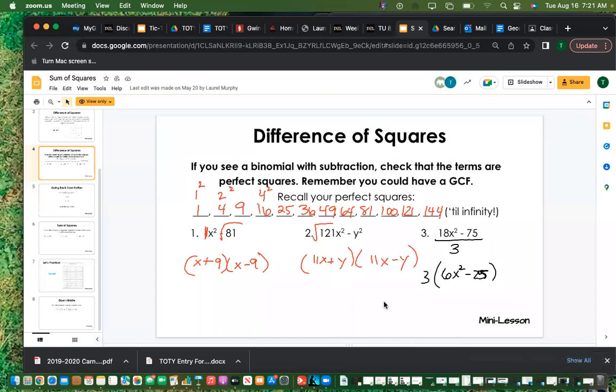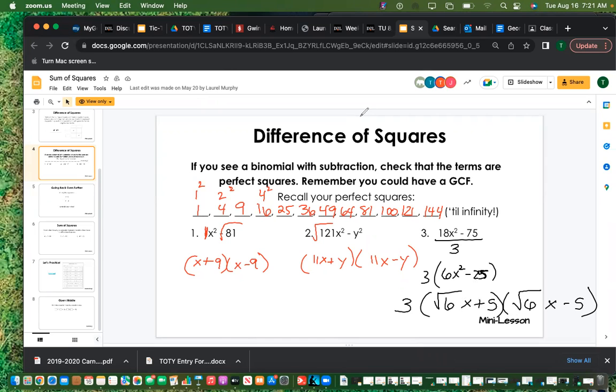So when we take the square root of 6, what we're going to get is still just the square root of 6 x. When we take the square root of 25, what do we get? 5. Okay, so we're going to have the square root of 6 with an x out here plus 5 times the square root of 6 x minus 5. And we're going to leave that 3 out front.